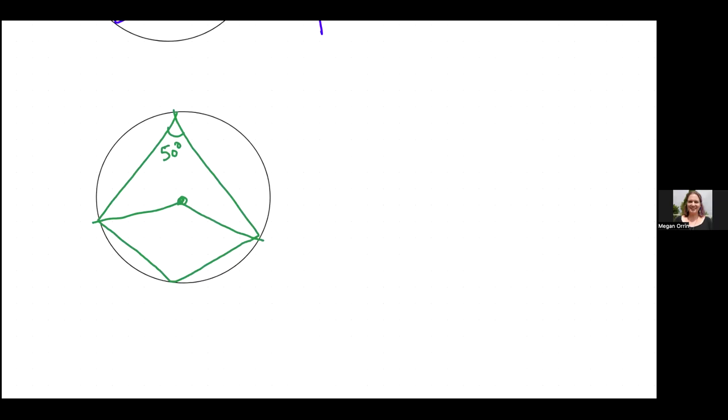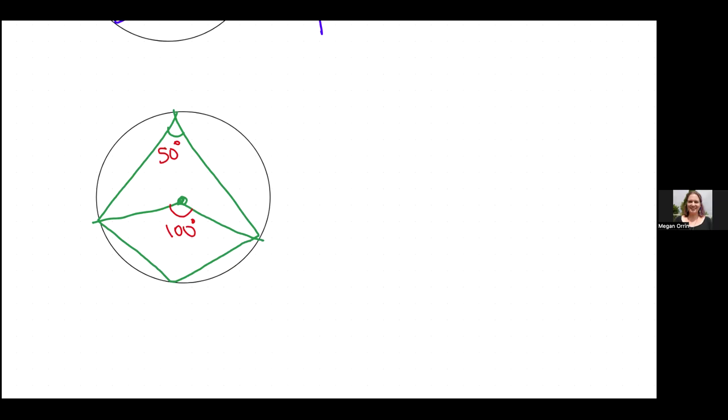So if I said that this is 50 degrees, let me just write that in a different color. If this angle here is 50 degrees, can I know any of the other angles at the moment? You can know that this one is 100, because it's going to be double the one at the edge.